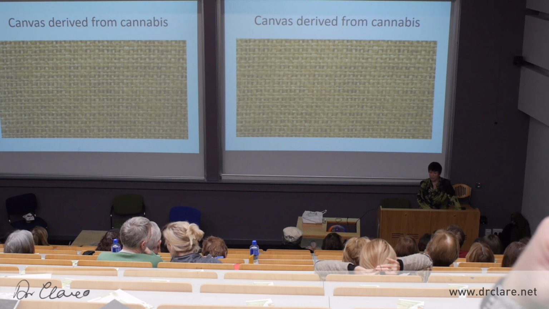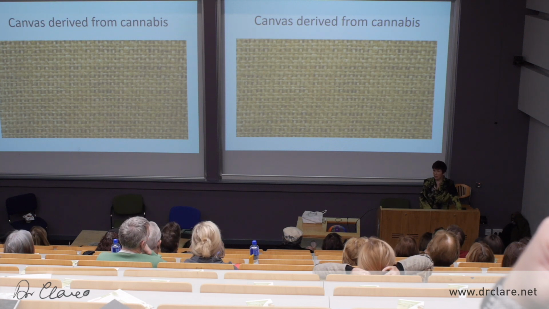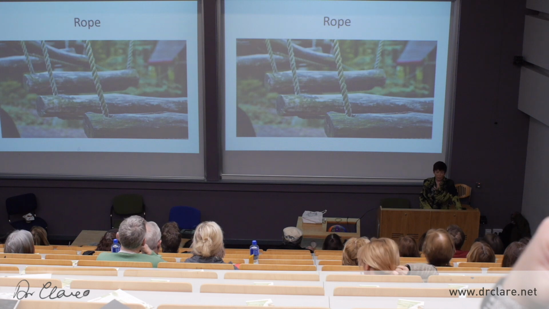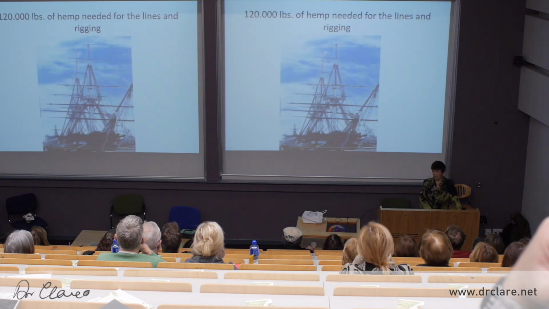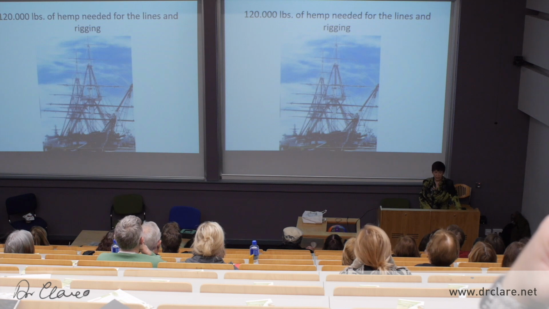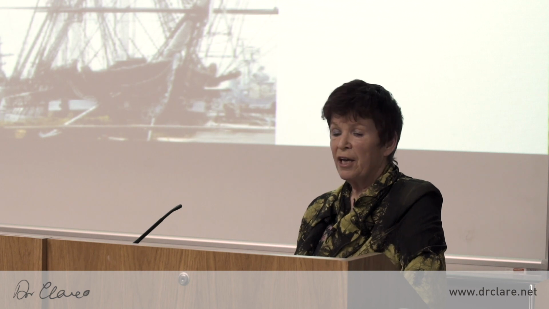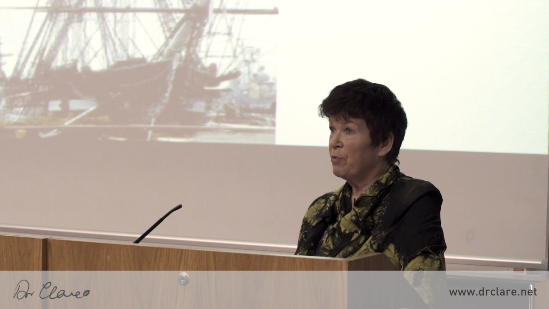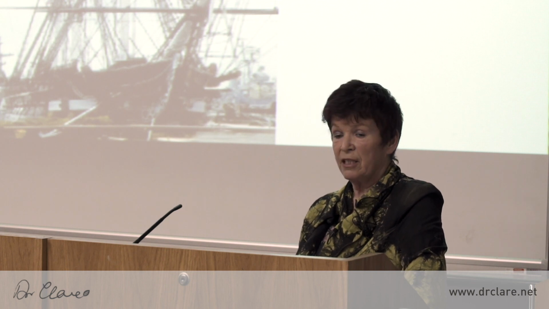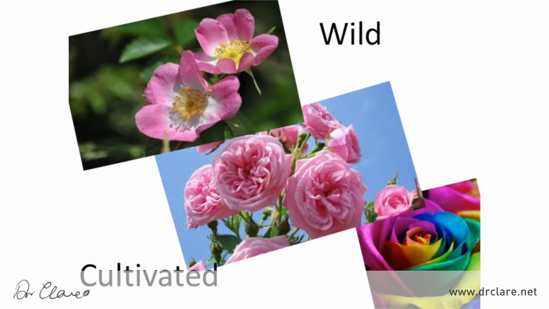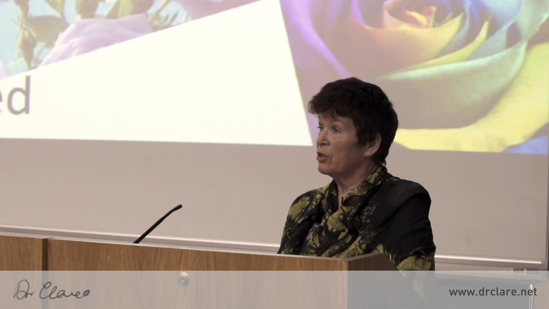So this is canvas derived from cannabis. It also makes cloth, canvas, sacks, ropes, and sails. It took 120,000 pounds of hemp. This is the USS Constitution, and it was rigged out entirely using hemp. This was before the hemp plant was made illegal, as I said, getting involved with the whole thing about the cannabis. So what we're talking about is a wild plant. So the wild plant that we know of the rose family is the Rosa canina, which is the one on top.